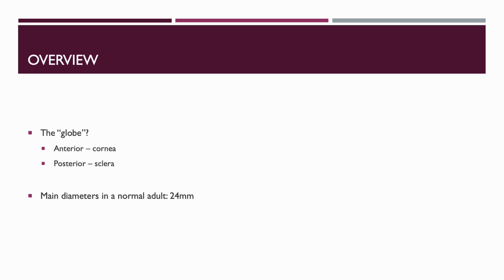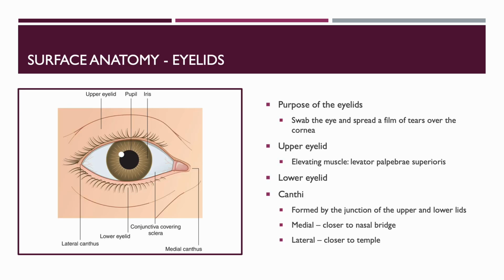The posterior sphere is a white, opaque, fibrous shell called the sclera. The cornea and sclera are relatively non-distensible, or unable to be stretched, structures that encase the eye and form a protective covering for the delicate structures within. We'll go into more detail on these structures later in the lecture. The eye itself measures approximately 24 millimeters in all its main diameters in a normal adult. So we're going to start off simple with some surface anatomy today.